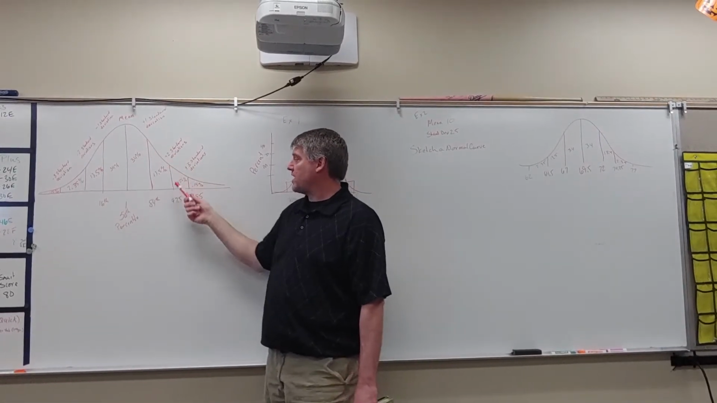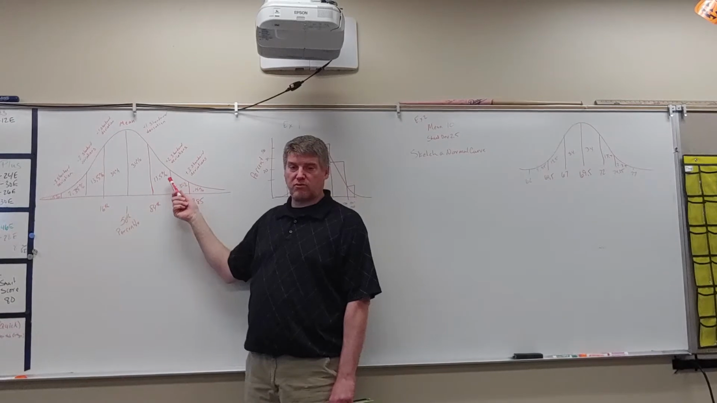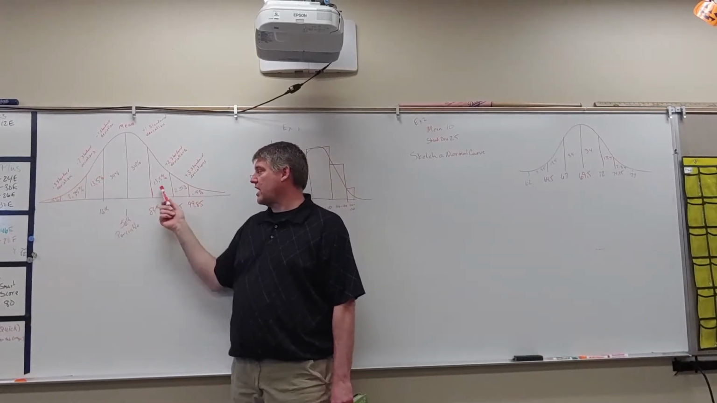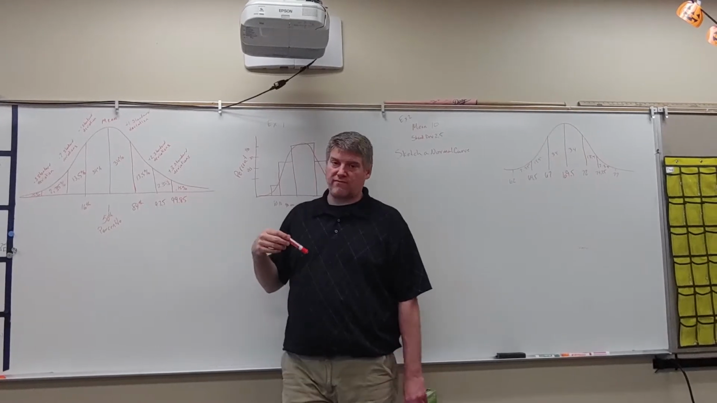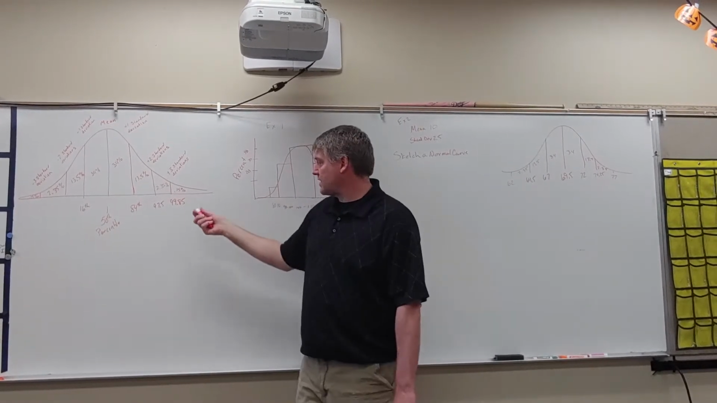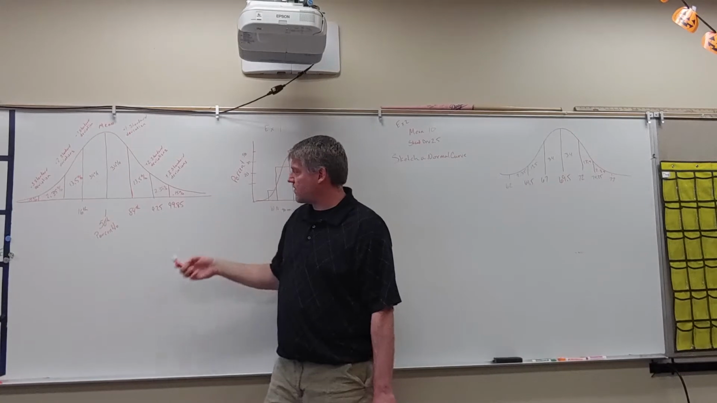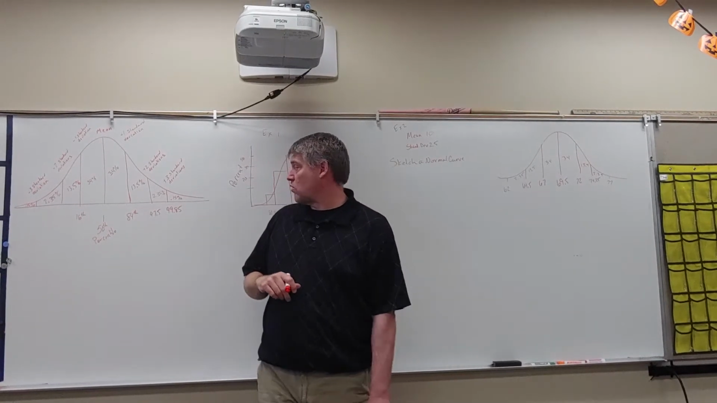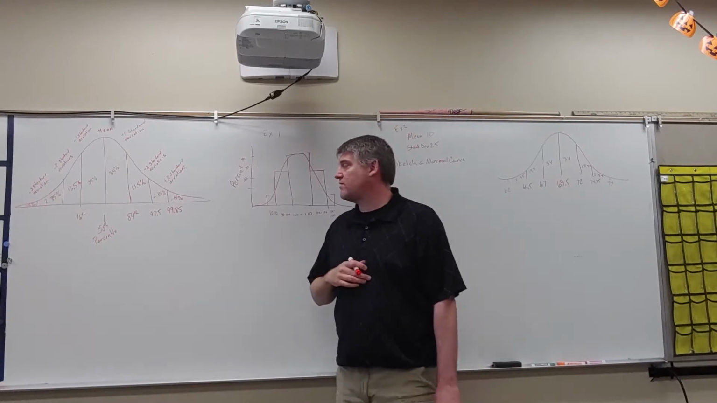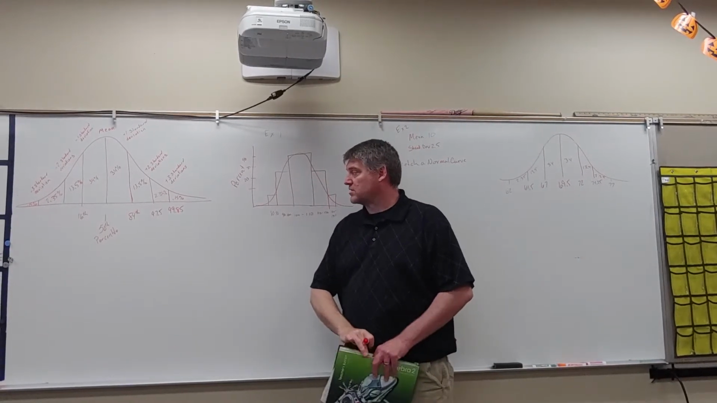Two standard deviations, we now increase it to 13.5% on each side. Three standard deviations is 2.35 on each side. Now that leaves 0.15 on the very, very extremes. That's going to be more than three standard deviations. It's a very, very small percentage.